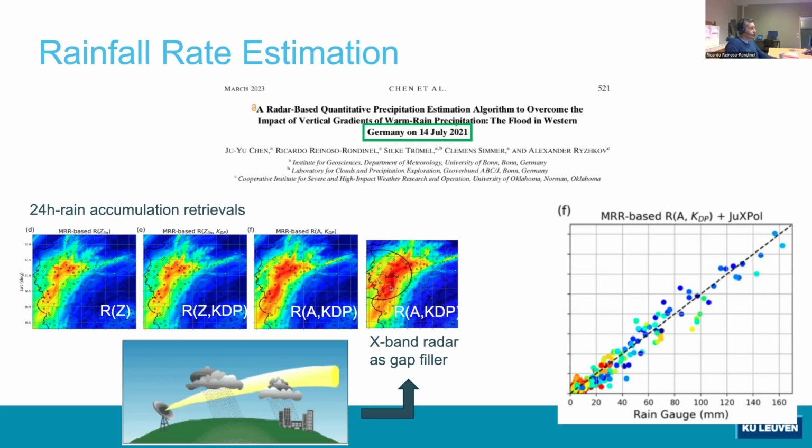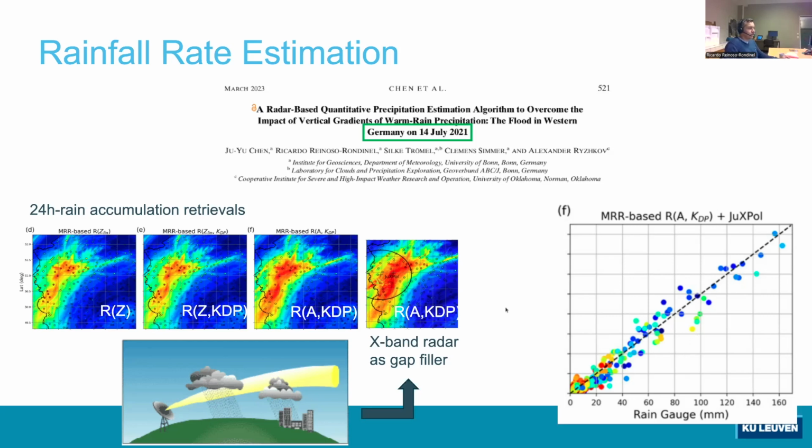And then you see that using the radar data from the X-band radar, the map of rainfall rate increases even more. And if you take the rain gauges in this area and plot them against the accumulation from the rainfall estimation using the specific attenuation and KDP, you see a very good relationship. But before that, the relationship was not so good.